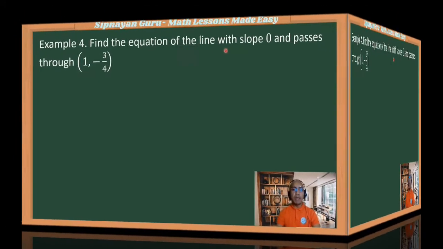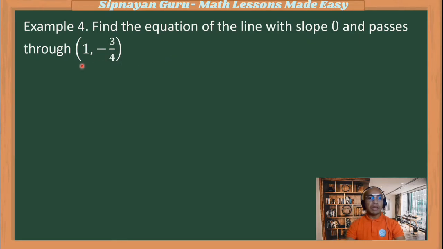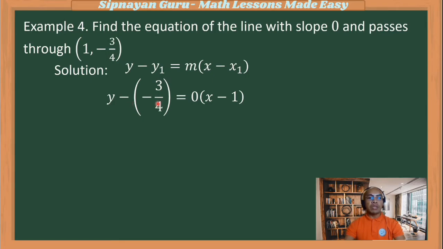Find the equation of the line whose slope is 0 and it passes through point 1 and negative 3/4. So y minus the y sub 1 is negative 3/4 is equal to the slope is 0 times x minus the x sub 1, which is 1. So further simplification, negative times negative, so that would be positive 3/4. So any number multiplied by 0 is 0.